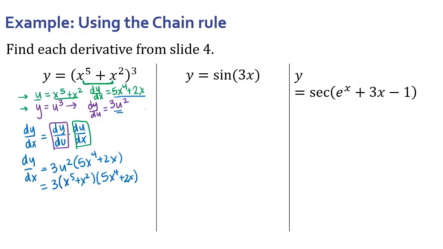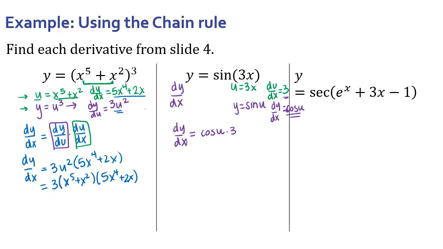Okay, so let's do some others. If I looked at this one, the derivative of y with respect to x. First, let's figure out what our u is and what our y is in terms of u. Our u we said was 3x, so the derivative of that is 3. Our y, if I write that in terms of u, would be sine of u, so the derivative of y with respect to u is cosine of u. So dy dx is cosine of u times 3. That gives me 3 times the cosine of what u is, which is 3x.